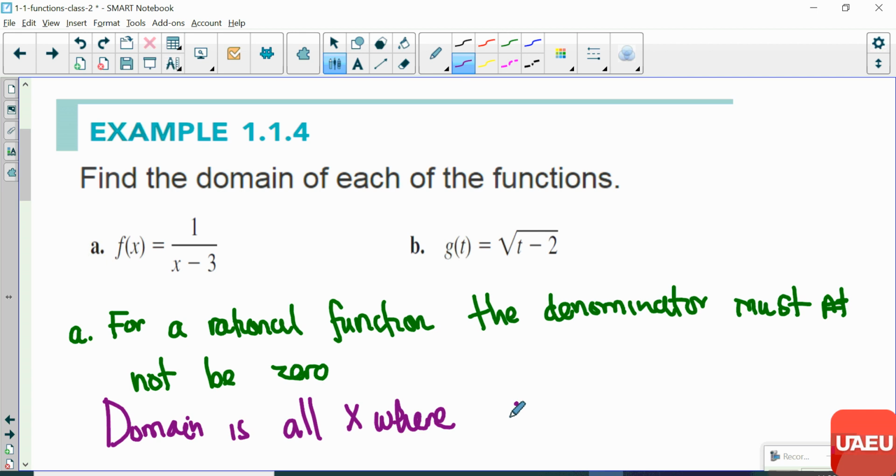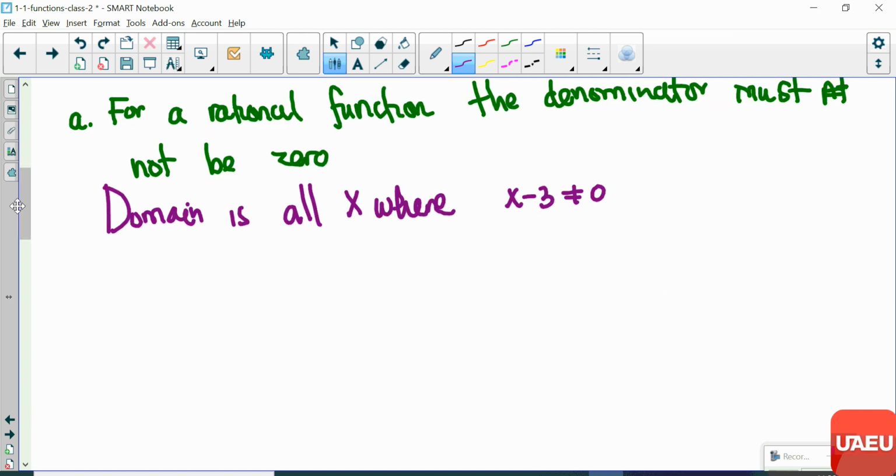What's the denominator? The denominator is x minus 3, and we are saying this is not equal to 0. That's what we want. Now, how do we compute this? We see that the only x value that makes this 0 is 3. We just take the negative 3 to the other side, and then we have x not equal to 3. Even though this looks sufficient, it's not a mathematical way of presenting it.